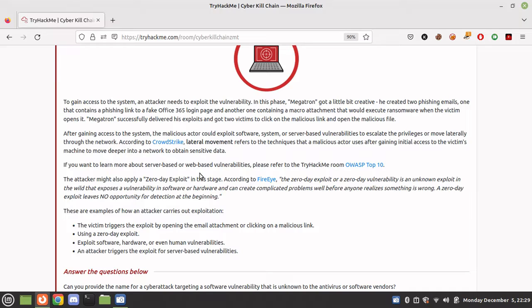So this is where it comes in handy. This is where you use Mimikatz or install something, install some shell, install some script, exploit some services, exploit some old binary to escalate your privileges. Now, according to CrowdStrike, lateral movement refers to a technique that a malicious actor uses after gaining initial access to a victim machine to move deeper into a network to obtain sensitive data.